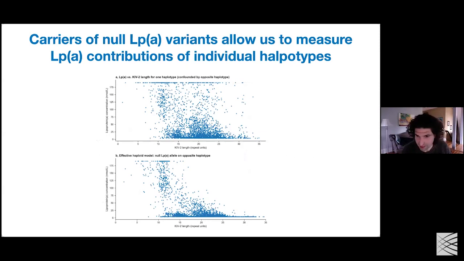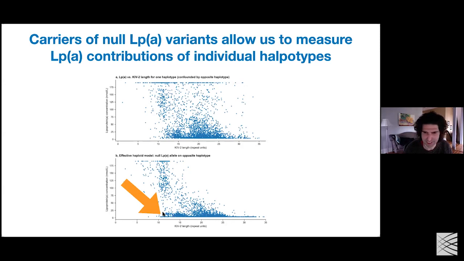Okay, where are we? By restricting to carriers of the null variants, we are able, in effect, to analyze lipoprotein A concentration in a haploid model, an option exploited often by yeast geneticists, but usually unavailable to human geneticists. Okay, so staring at this figure, you might see that there's this prominent cluster of haplotypes with short and medium KIV2 length, but low LPA.